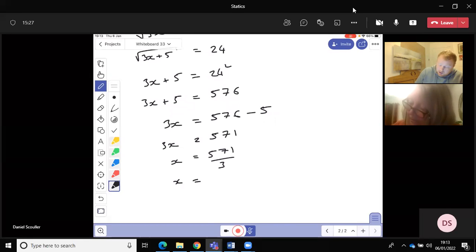Then if you put that in your calculator, you can't really simplify it any further, but if you put that in your calculator, you get that. It's just that order.